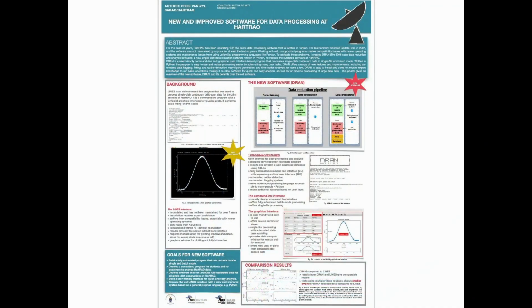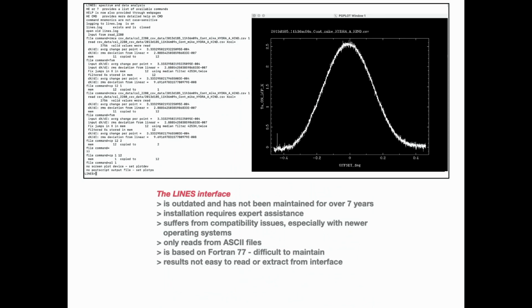For the past 30 years, Ontario has been processing its single-dish continuum data using an all-command line program called Lines. Lines, unfortunately, has not been maintained for over 7 years. It's based on Fortran 77 and suffers from compatibility issues with some newer operating systems. It requires expert installation, and users are required to manually set up plotting parameters as well as perform raw file conversions each time they run a new analysis.